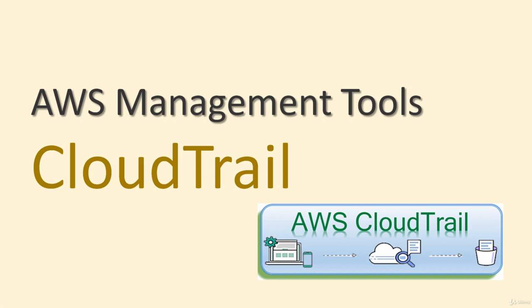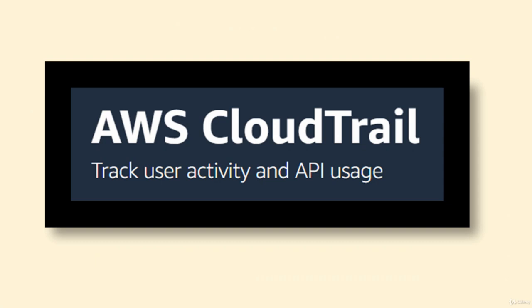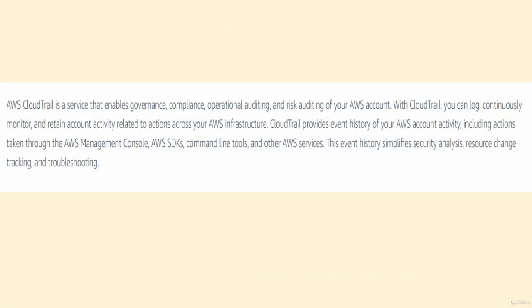Welcome back, friends. Here in this lecture, we're going to learn about Amazon CloudTrail, which is a management tool to manage your applications on the cloud. So let's start with CloudTrail. With CloudTrail, you can track user activity and API usage of your different applications or instances running on the cloud using EC2, be it mobile or web applications on the web.